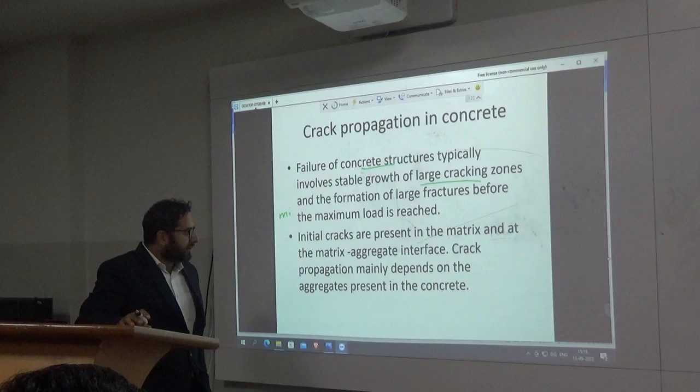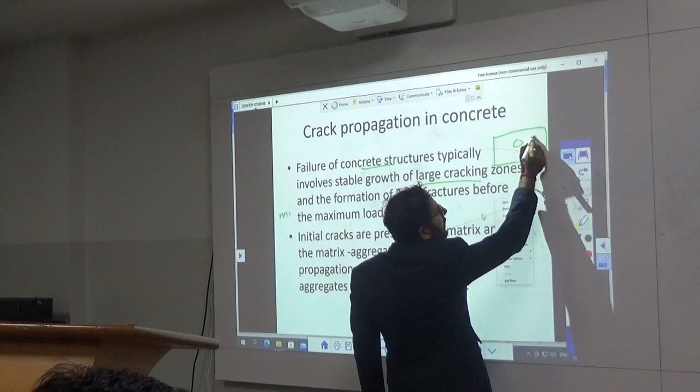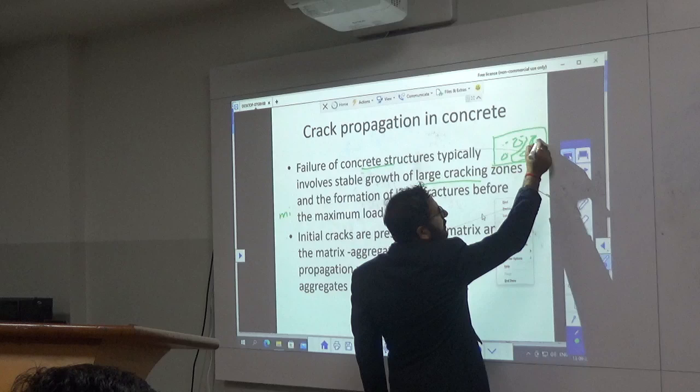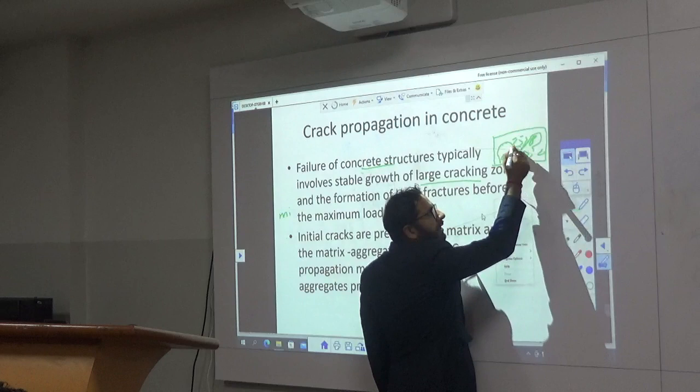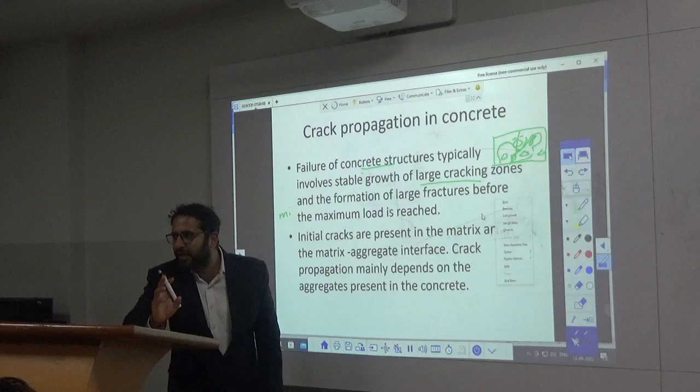So initial cracks are present in the matrix. Any concrete structure is like this. It will have the aggregates. Aggregate means bajri. Then there is the paste of cement and mortar. Initially cracks will start from here. Then if a higher load is applied, it will start from the aggregates. So if you have high strength aggregate, it will provide more resistance against the failure, right?